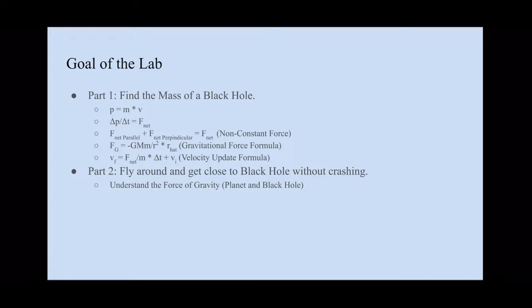The gravitational force formula tells us that the force of gravity is equal to negative G big M little m over r squared times r hat. The velocity update formula tells us that the final velocity is equal to the net force divided by the mass times the change in time plus the initial velocity. In terms of formulas and concepts for Part 2, we need to know about the force of gravity for both the planet and the black hole, and how to calculate and apply that using formulas discussed for Part 1.